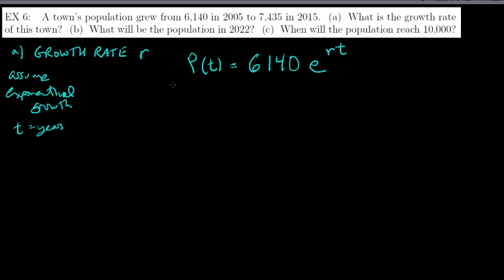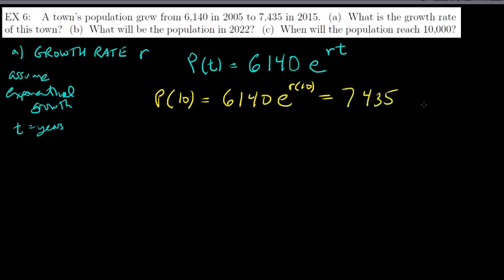Okay. So what do we do? Well, the population, we know 10 years later, 10 years after 2005, that means 2015. So t is 10 here. This is r times 10 in the exponent. Well, we know the population was 7,435. So we're solving for r. This time we want the growth rate. It's done the same way. Divide by the 6140 on both sides. Boom, these cancel. And so we're left with, on the left side, just e to the r times 10, or 10 times r, same thing.